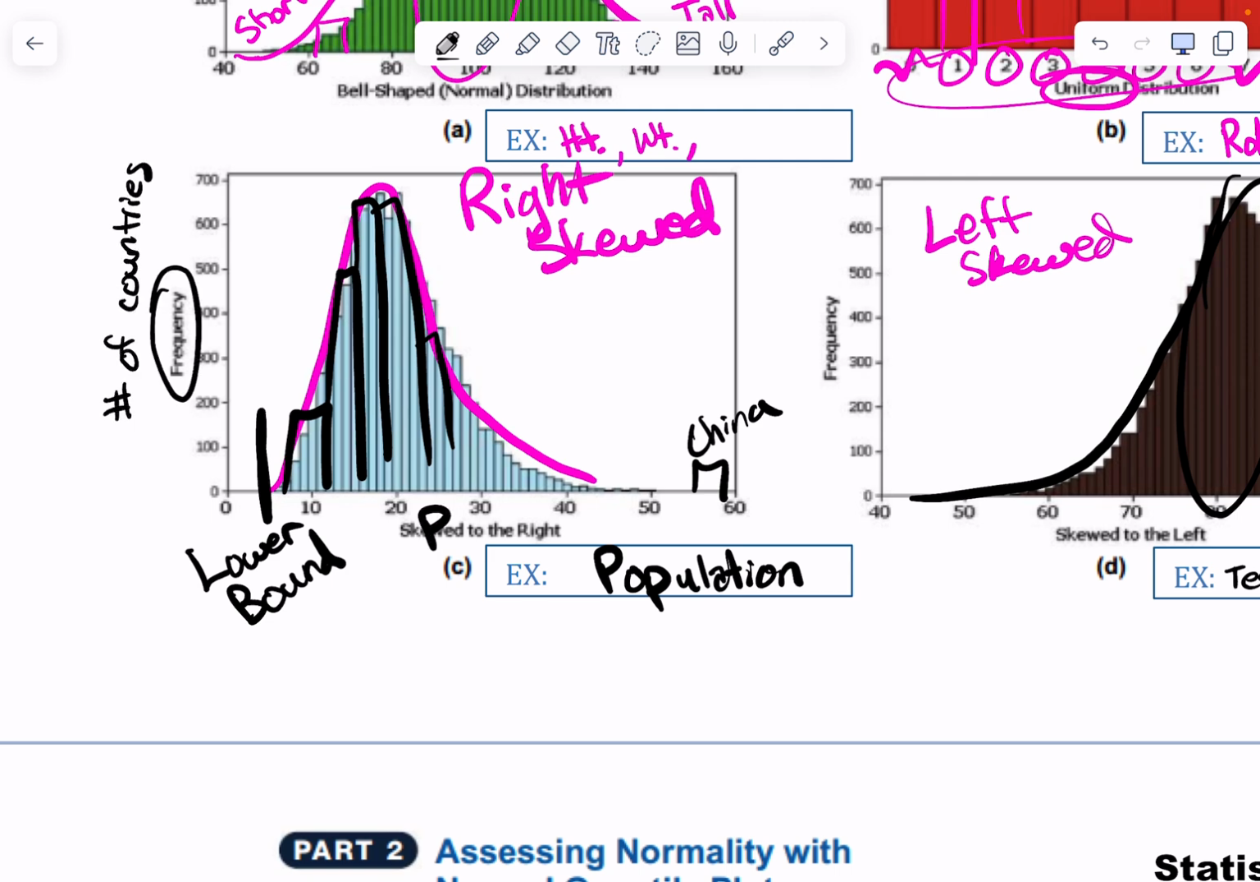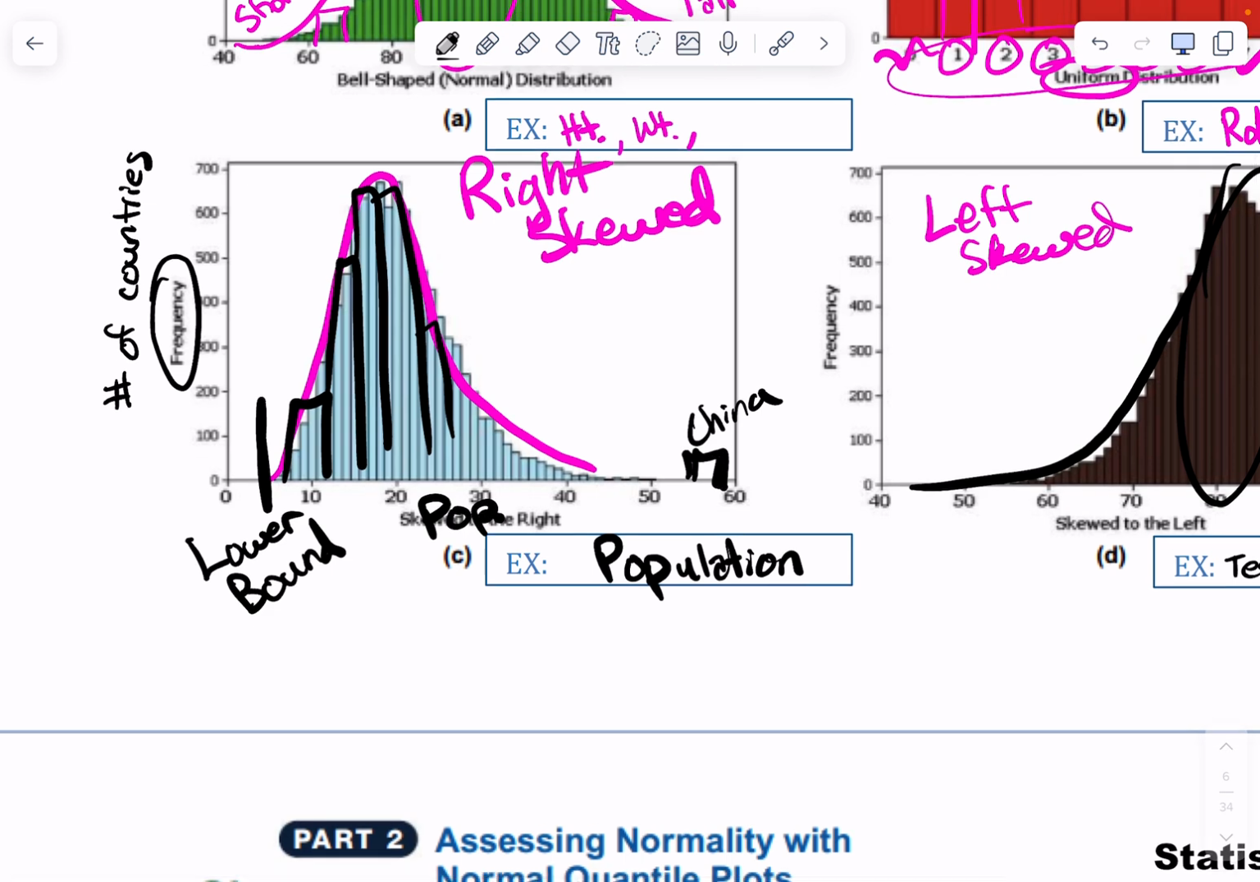And this would be the population of those countries. Right? So one country has a population that's way, way out there. There might be another country. I don't know, what else is heavily populated? India, the United States, Japan. I feel like the United States would be more heavily populated than Japan, but I don't know.